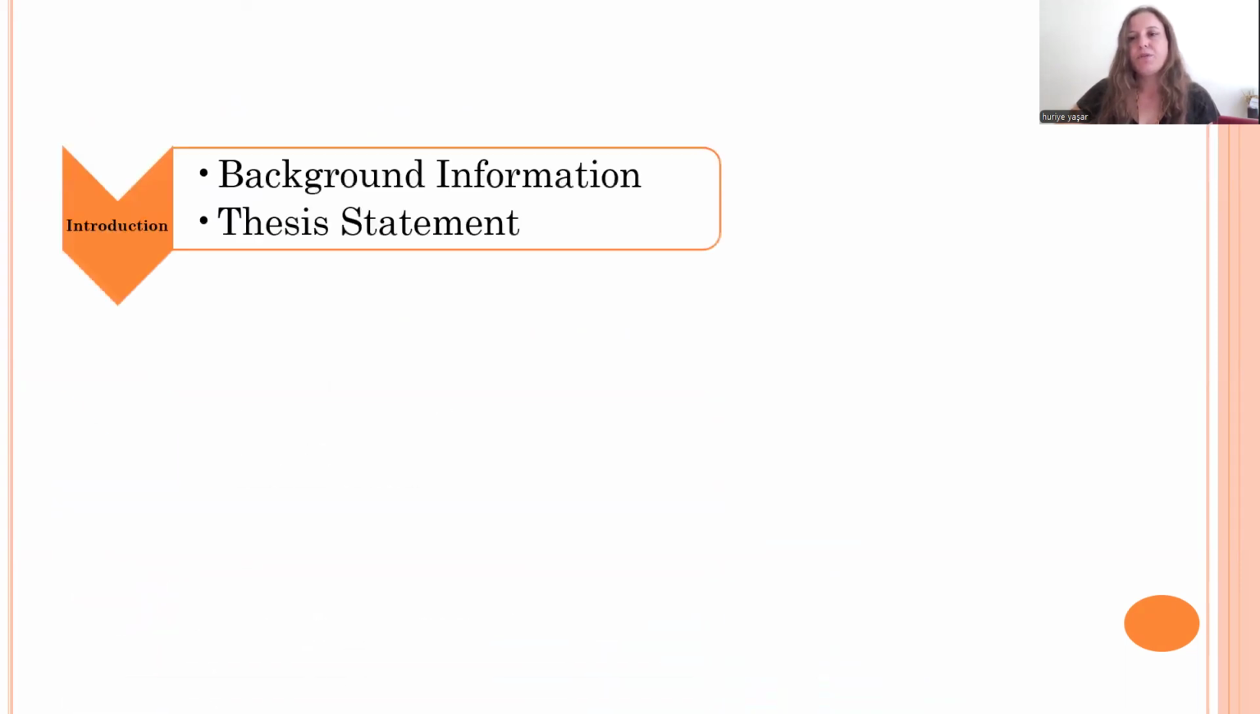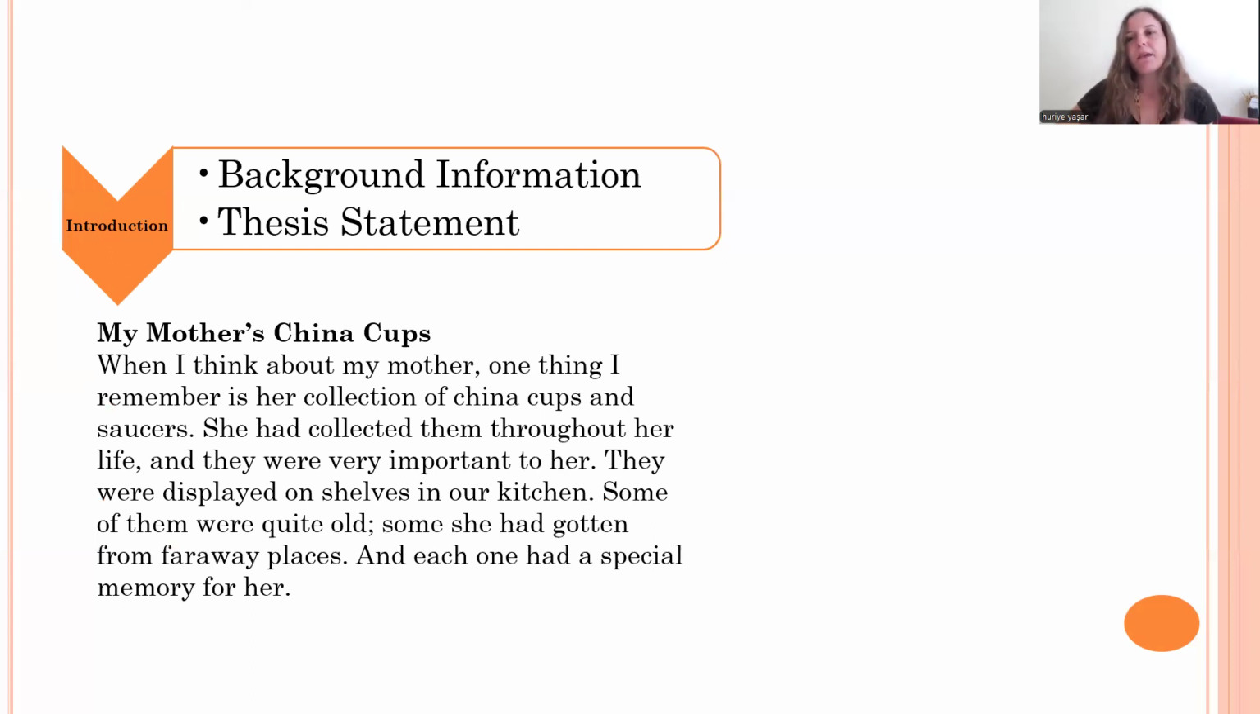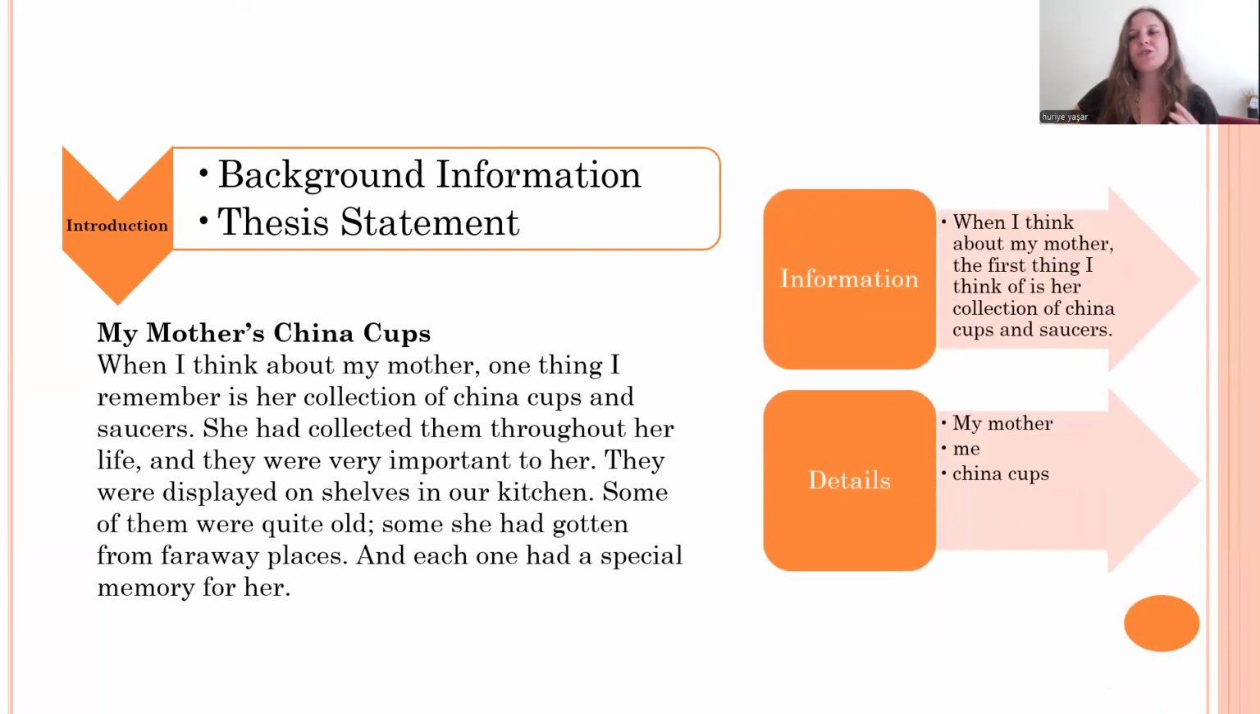Here is an example of a narrative essay titled My Mother's China Cups. This essay describes a memory from the writer's childhood using the structure we just discussed. Notice how the essay opens with background information about the cups, then moves on to describe the writer's interactions with them over time, and concludes with a reflection on what the experience taught them.